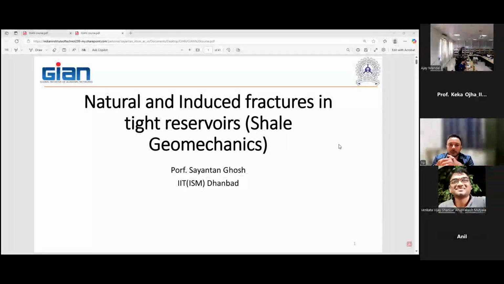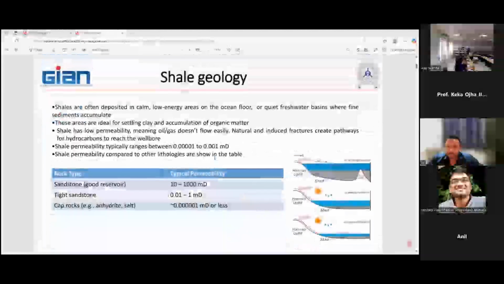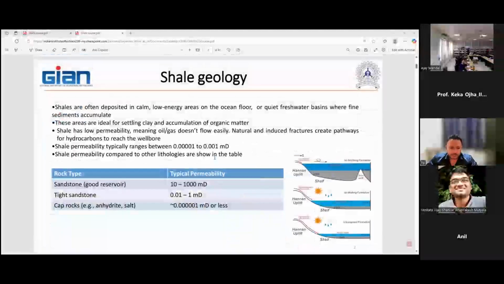Okay. So welcome everyone to this class on natural and induced fractures in tight reservoirs. And this is a sub part of the broader subject related to shale geomechanics. So a little bit of discussion on shale geology.